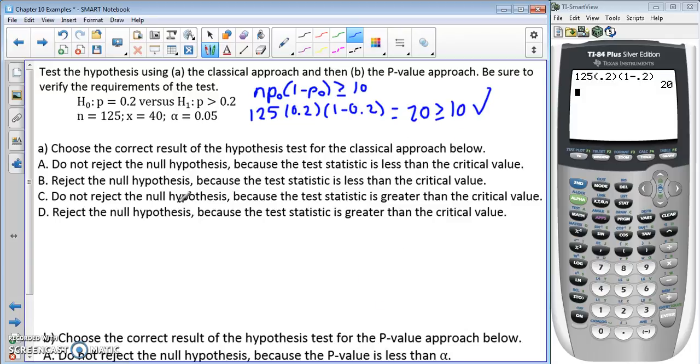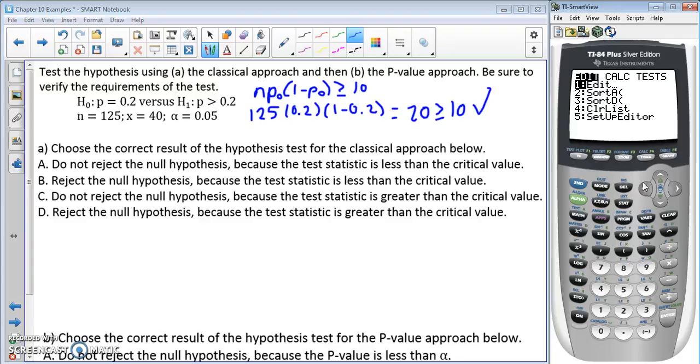So for the classical approach here, we can do a one prop z test. So we're going to press stat, go to test, and then do one prop z test. So p naught is 0.2, x is 40, n is 125, and then this is going to be greater than, which is already selected, and then we're going to press calculate. I'm going to write down the p-value as well.